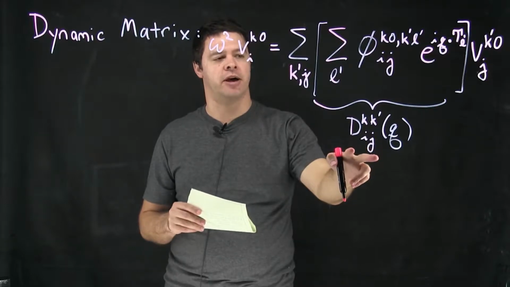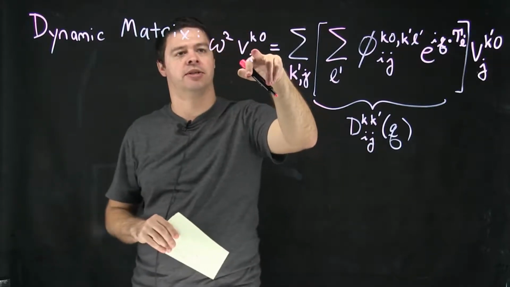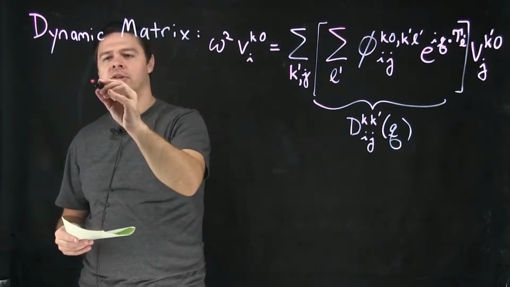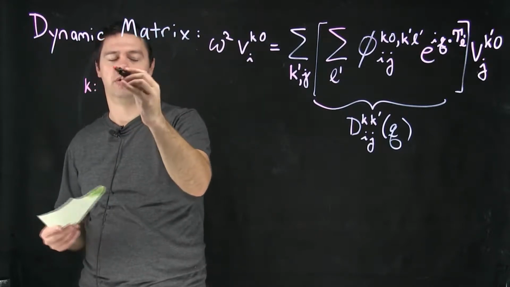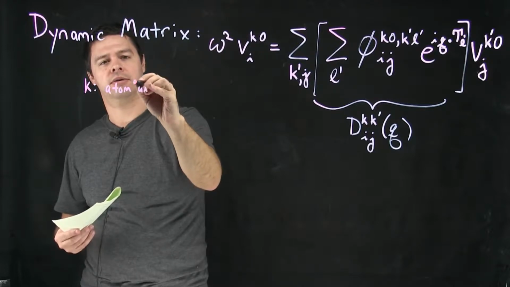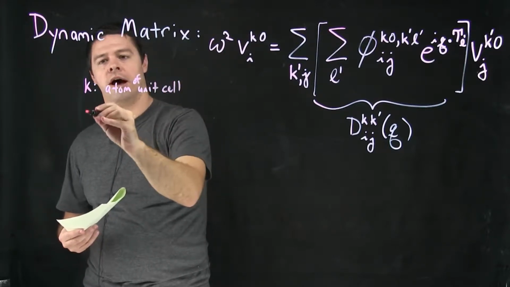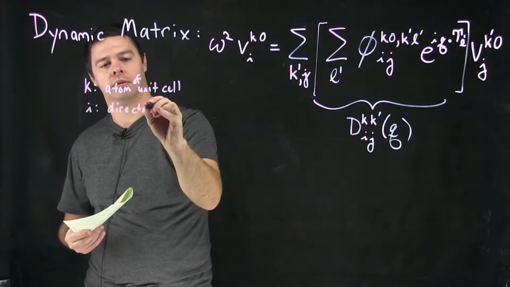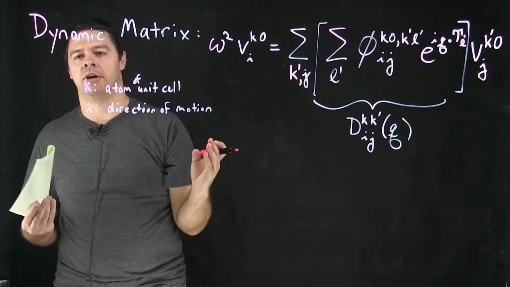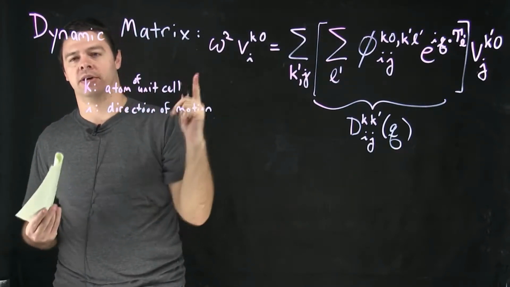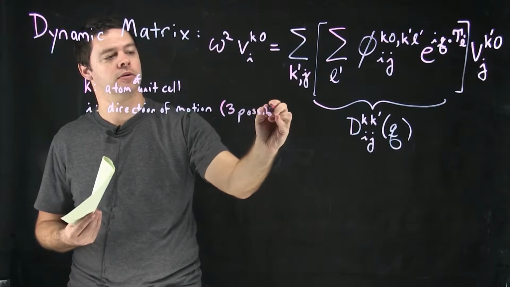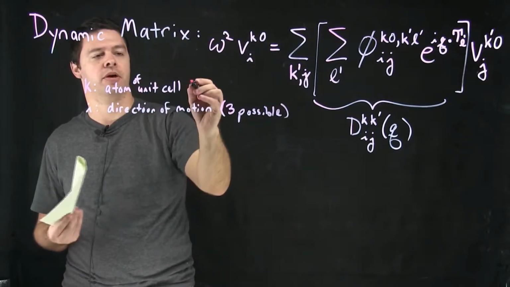Now let me clear up one thing. I said that I should think about K and I as essentially indices defining a vector. What do I mean by that? Well, K represents the atom in the unit cell, and I represents the direction of motion. So how many possible values does K have? Well, it depends on how many atoms are in the unit cell. If you have one atom per unit cell, there's just one. And the direction of motion is always the same. There are always three possible values. But K really depends on the number of atoms per unit cell.